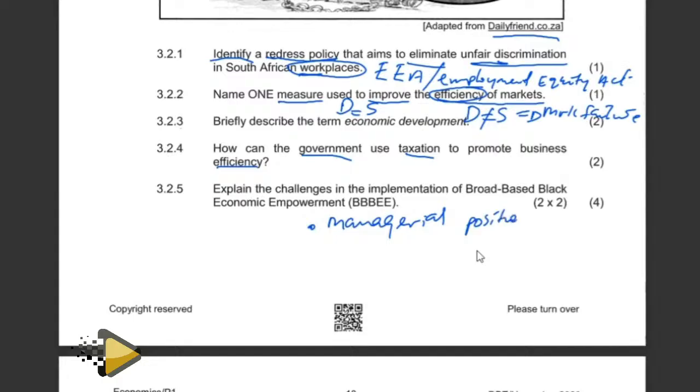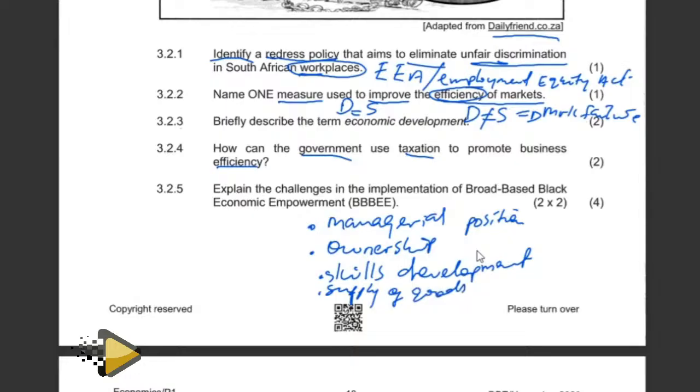Also, Black people should own land. This is also about ownership. It also addresses the issue of skills development of Black people. It also addresses the supply of goods and services by Black people. Okay, so now these are the four major pillars of broad-based Black economic empowerment.